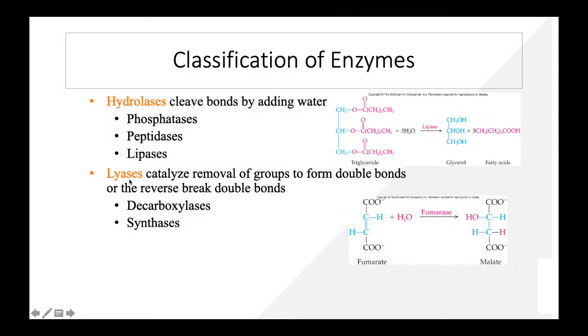On the other hand, lyases catalyze the removal of groups to form double bonds, or the reverse, breaking double bonds. So decarboxylases and synthases. So there's fumarate. In the presence of fumarase, this double bond here will be broken, adding this OH and H, and that is malate.